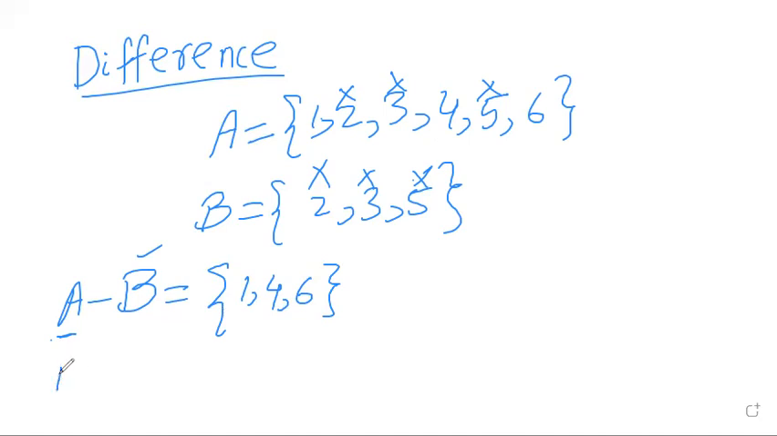Okay, for example, if you have to find B minus A, you take away the common elements, yes? Now, is any element left? Because now B is first. So is any element remaining in B? No, so you will write it empty. Because you took away all the elements which are the same in both, yes?